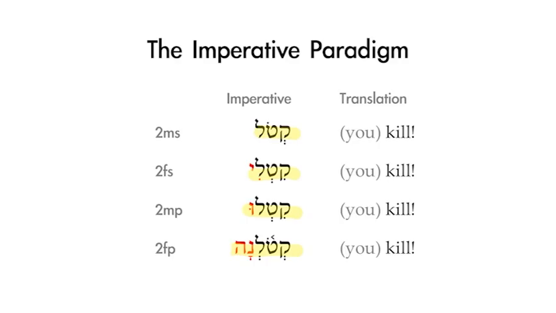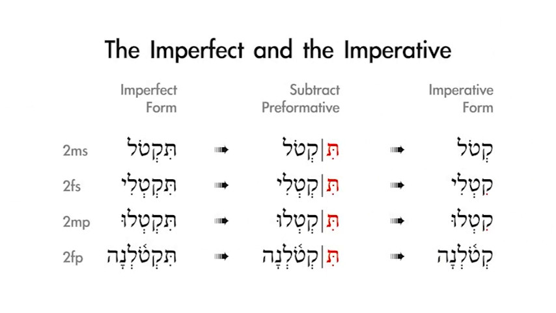You'll see that 3 of the forms, the 2fs, 2mp, and 2fp, have afformatives that should remind you of the imperfect. The 2ms form does not have an afformative. The imperfect and the imperative are related in terms of their form. In fact, you can form the imperative by taking the 4 imperfect forms in the second person, slicing off the preformative, and then you have the basic imperative form. Let's look together at the chart and see how that works. Here in the left-hand column, we have the 4 second-person imperfect forms: tiqtol, tiqtli, tiqtlu, and tiqtolna.